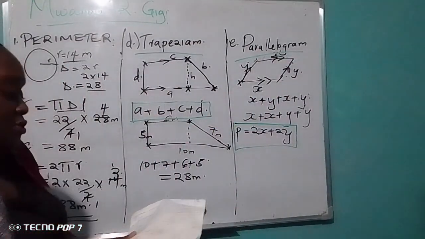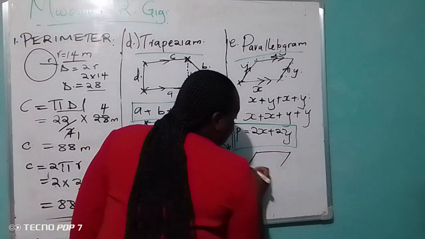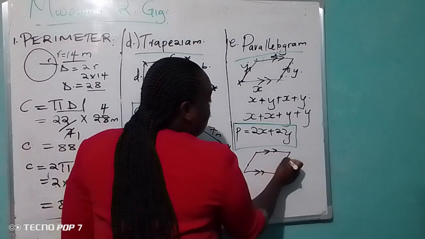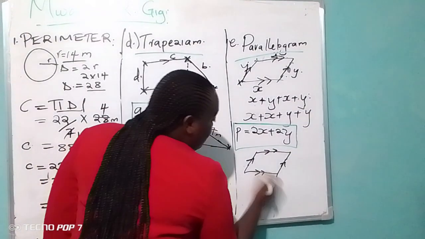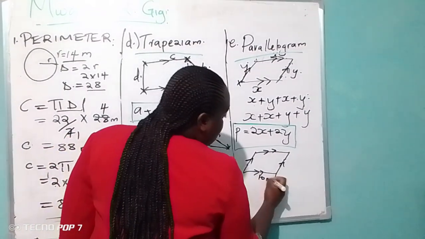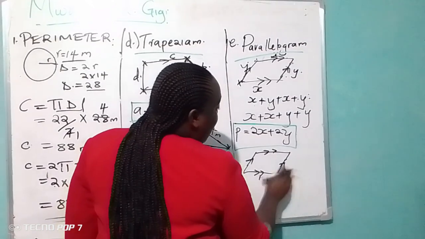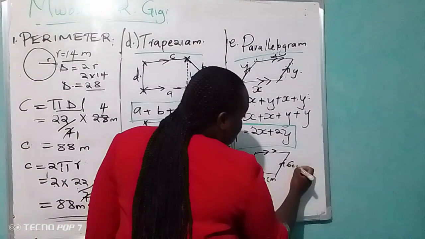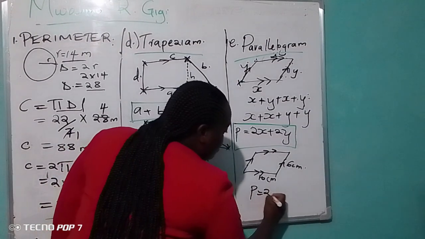2x plus 2y. Let's have an example of this parallelogram. This side is parallel to this side. This side is parallel to that side. So, sema hapa ni 10, then meters. Let's do now centimeters. 10 centimeter plus, let's say 6 centimeters. So you quote the formula. P is equals to 2.